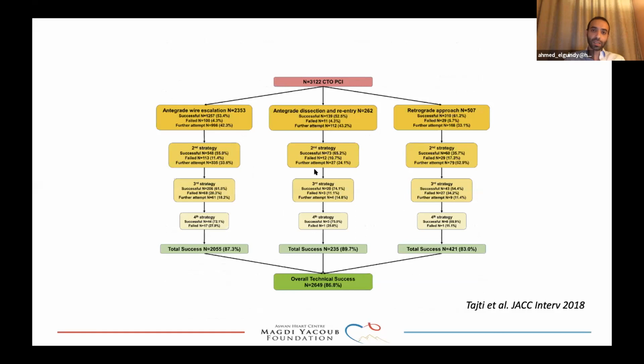And again, this is from an early analysis from the PROGRESS CTO. And you can see that the initial strategy, regardless of what it is, whether it was antegrade wire escalation, ADR, or retrograde, was only successful in less than 50 or almost 50% of cases. And frequently, you would use a second, third, and fourth strategy. But being able to move seamlessly between all four eventually resulted in a success rate that is over 85% and an overall technical success of 87%.